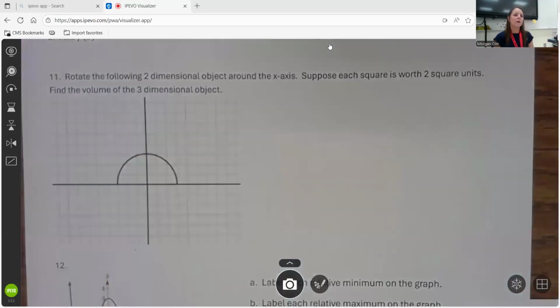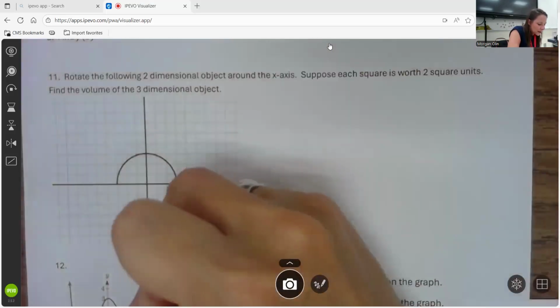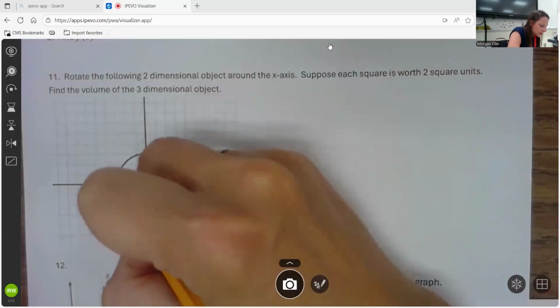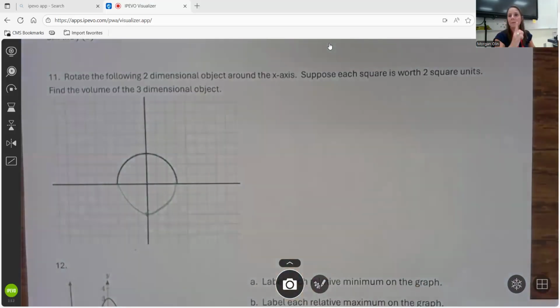All right, number 11 right here. Rotate the following two-dimensional object around the x-axis. I'm going to do that first. And remember, rotate, what you want to do is basically reflect it, but then rotate. Think, what type of motion am I making? I'm making a circular motion.